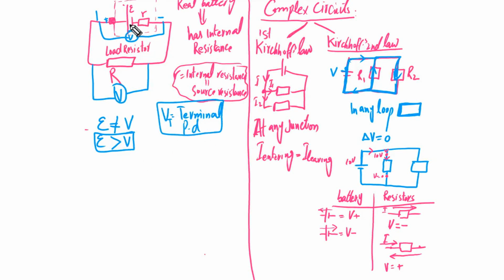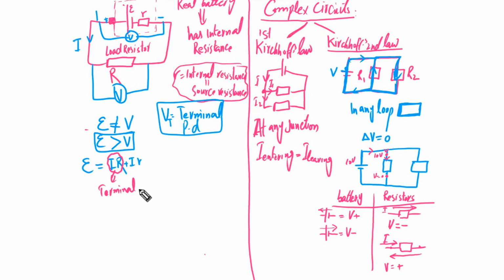If we write the equation for this based on conservation of energy, let's say current I is flowing in this circuit. We will say E is equal to I times capital R plus I times small r. We can also write this in a slightly different form.